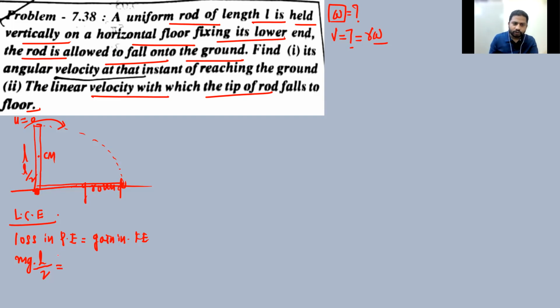So which is equal to the gain in kinetic energy. There is no linear kinetic energy or translational kinetic energy here. Here the kinetic energy is rotational kinetic energy. So that is half into I into omega square. And look at the interesting thing. mgL by 2 is equal to half into I omega square.